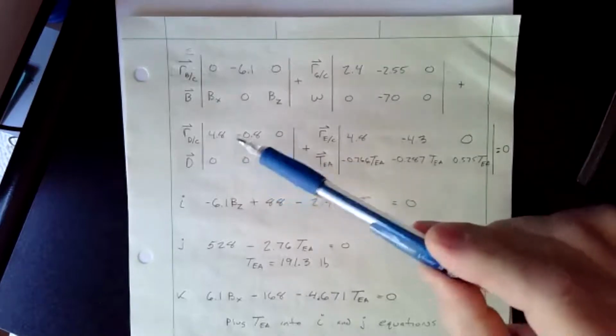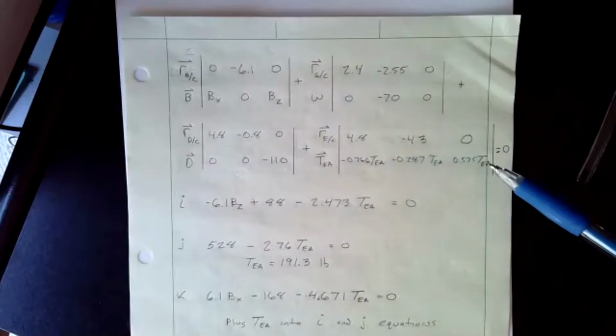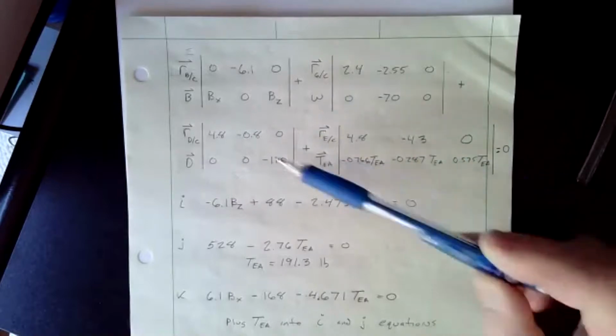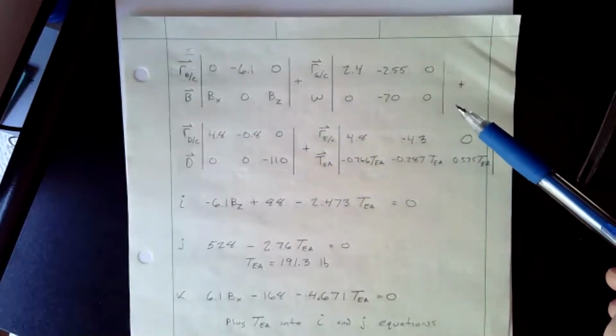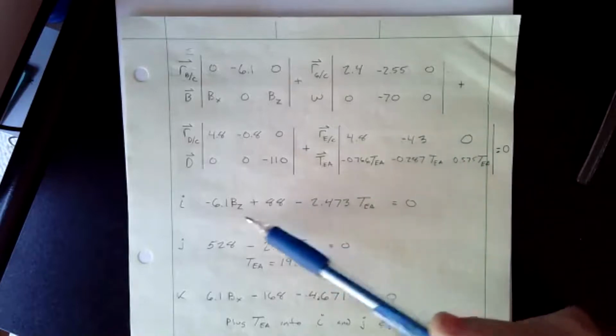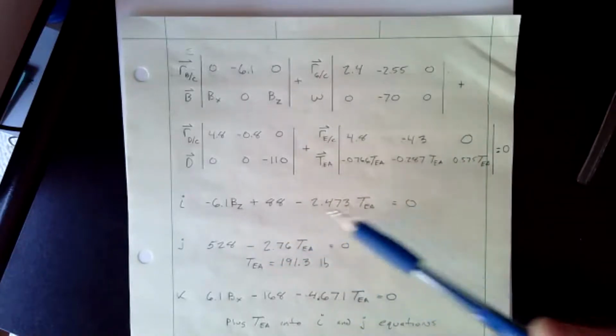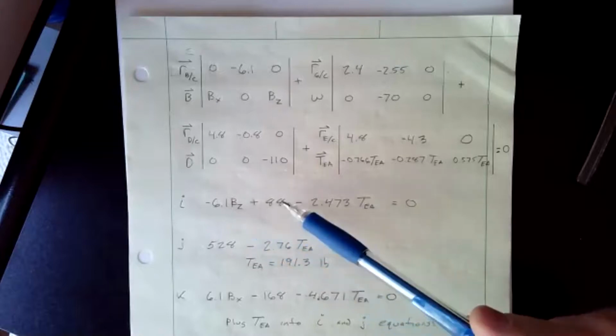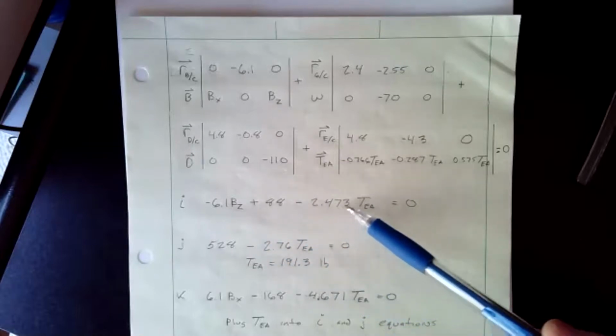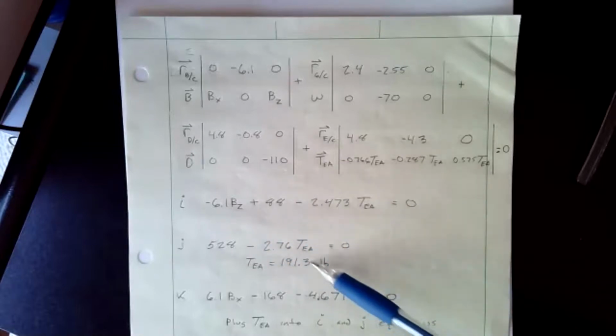So, again, you set it all up, set it equal to 0, and a lot of this drops out. So I just went straight to the i. So these are just my i components here. Negative 6.1 Bz plus 88 minus 2.473 T equals 0, and 528 minus 2.76 T equals 0. So you can solve for T directly.